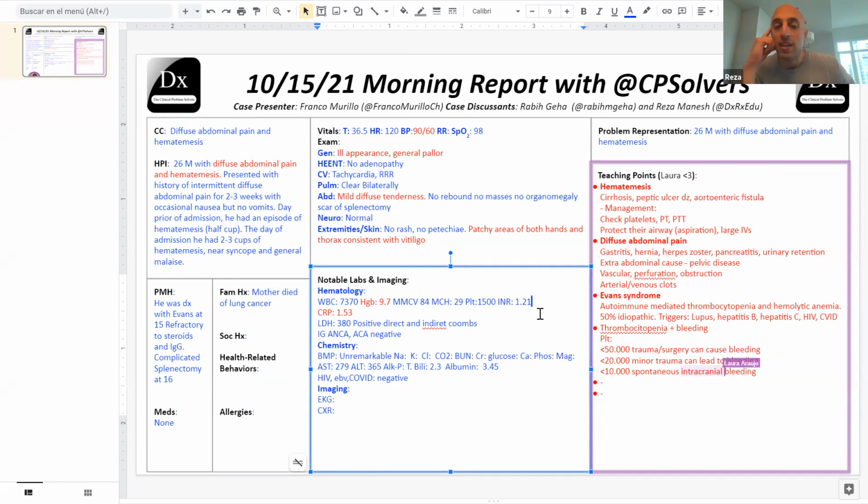But already I'm thinking, does this patient need immunosuppressive therapy, like high-dose steroids? Does the patient need IVIG? Does the patient need Plex, just given the acuity of their presentation?